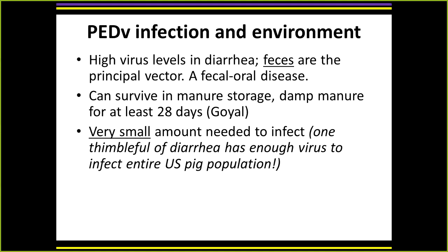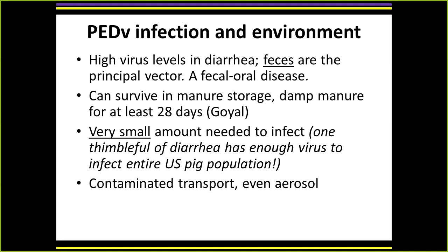It takes a very small amount, given the loaded virus that's in the secretion of these baby pigs' diarrhea. One thimbleful of diarrhea has enough virus particles to infect the entire U.S. pig population. It's hard to even think in numbers this high. It's been shown that contaminated slaughter trucks, and even aerosol now is confirmed, move this virus from point A to point B. So fecal contamination of anything that moves, people, boots, and so on, is a real risk for moving the virus around.